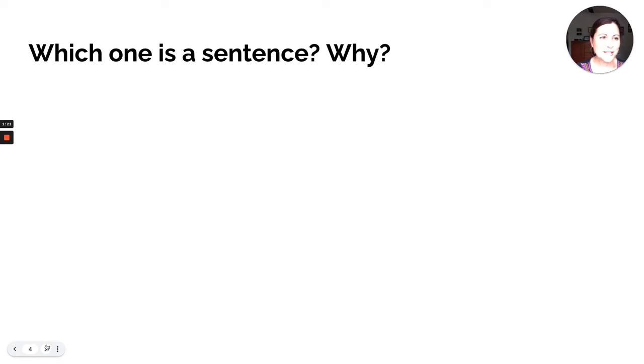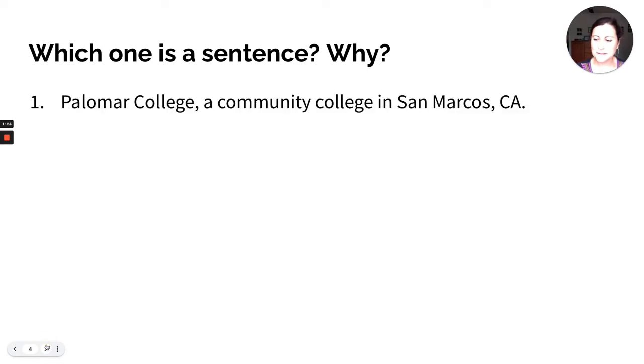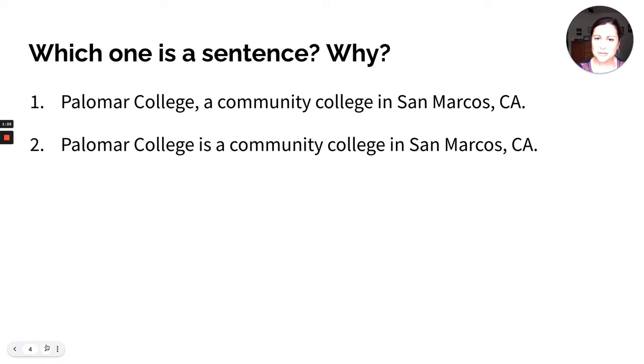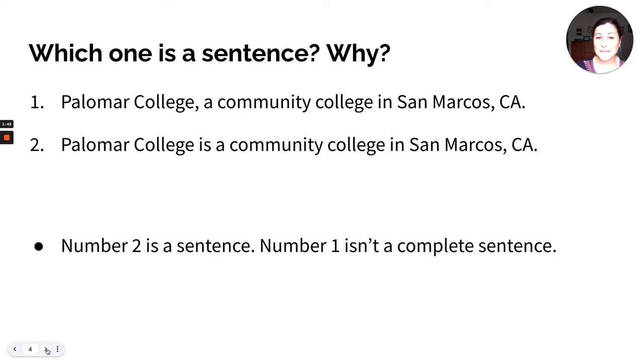Okay, so let's take a look at two examples. Palomar College, a community college in San Marcos, California. Palomar College is a community college in San Marcos, California. Which one do you think is a sentence and why? If you answered the second one, that's the correct one. Number 2 is a sentence, but number 1 actually is not a complete sentence. Why?